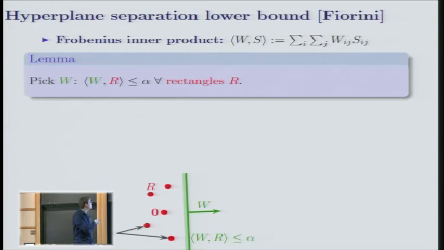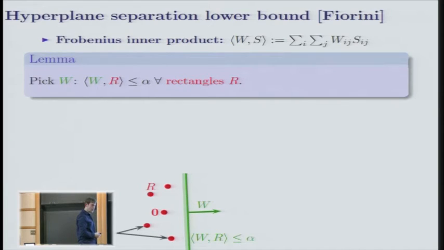let's take a matrix W, which has the same dimension as our slack matrix, and we want to consider this matrix W as a linear function. It's a linear function on the slack matrix and all the matrices that have the same format. And let's say that we can show that all the rectangles that have the same format as the slack matrix have a small value for that linear function. Let's say the value is at most alpha.